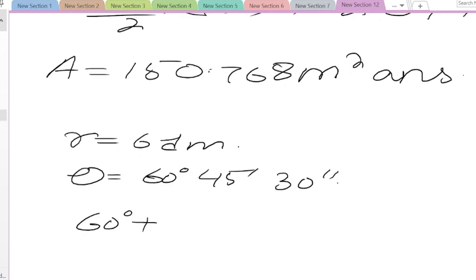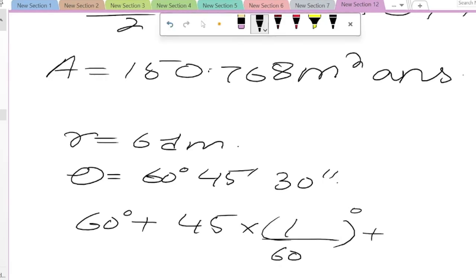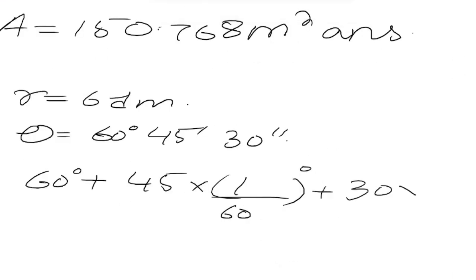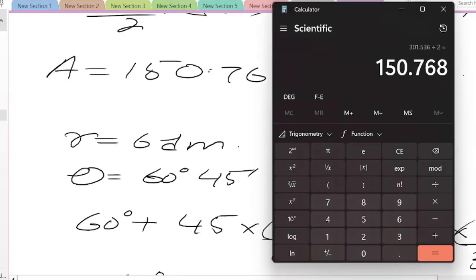60 degree will be written as the same, while 45 will be multiplied by 1 over 60. After that, what will happen? Then this 30 will be multiplied by 1 over 3600. So instead of writing multiple steps, I'm just gonna multiply this with 1 by 3600. So this will be degree. So 60 degree will be added with whatever the output is of 45 multiplied by 1 by 60.